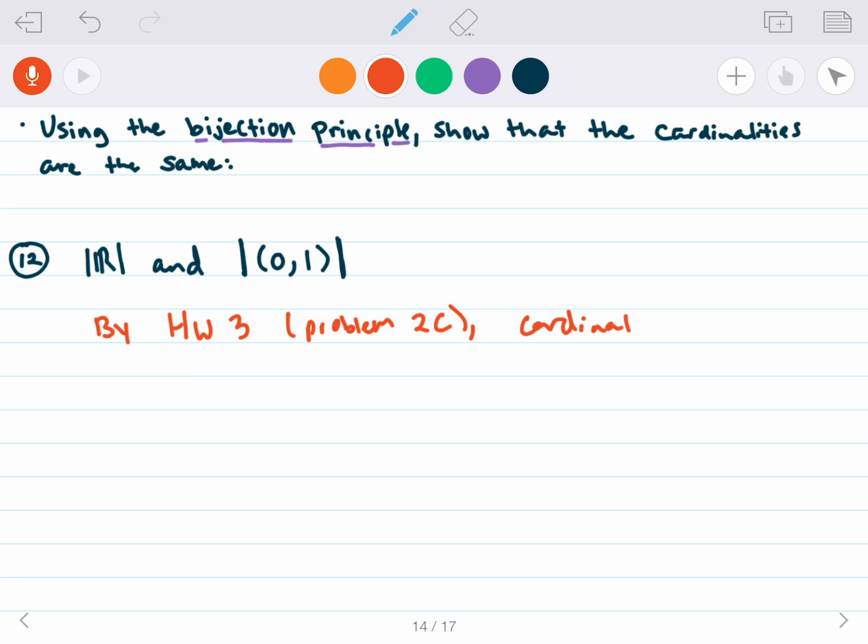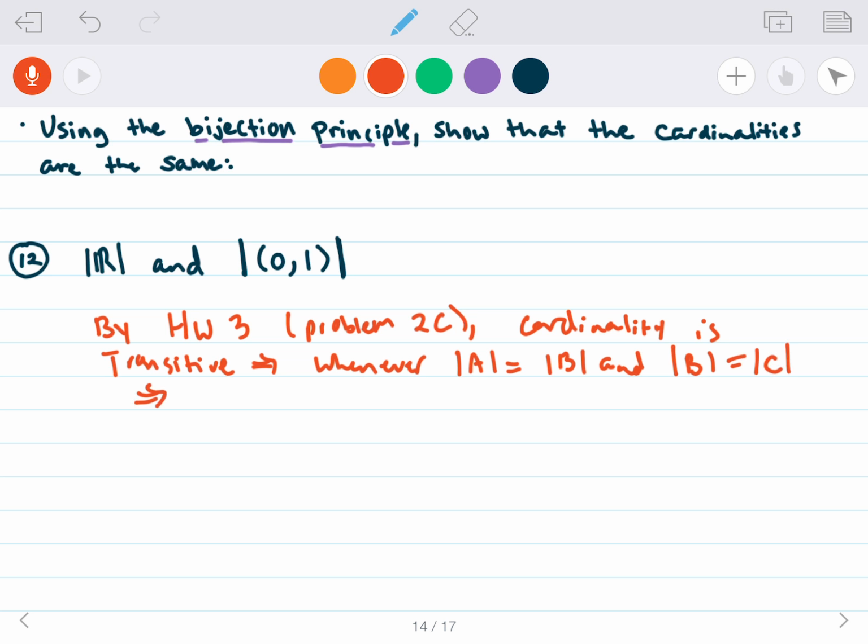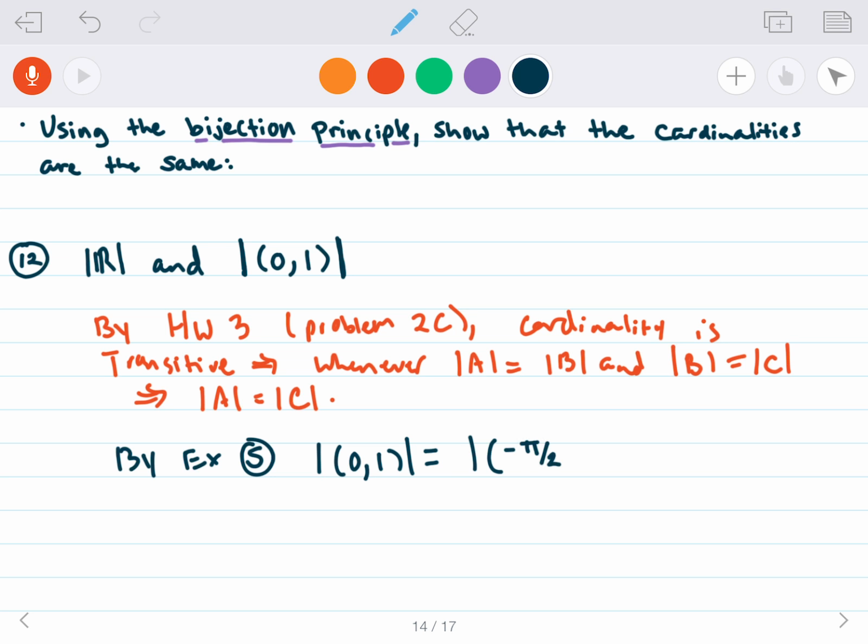cardinality is transitive. And what does that mean? Whenever the cardinality of A equals the cardinality of B, and the cardinality of B equals the cardinality of C, then the cardinality of A is equal to the cardinality of C. Okay, so transitive. By example number 5, we saw that the interval from 0 to 1 was equal to negative pi over 2 to pi over 2.